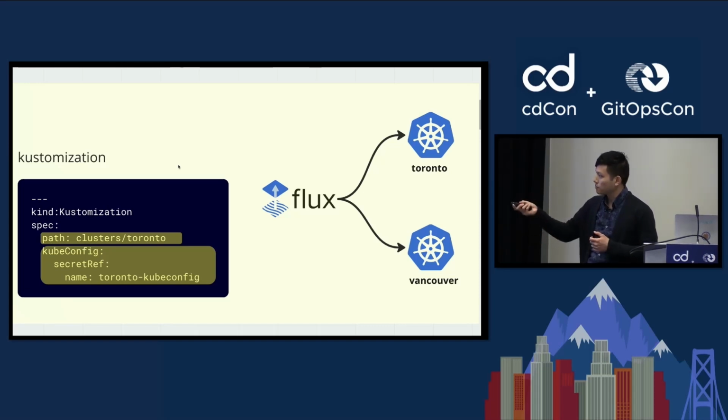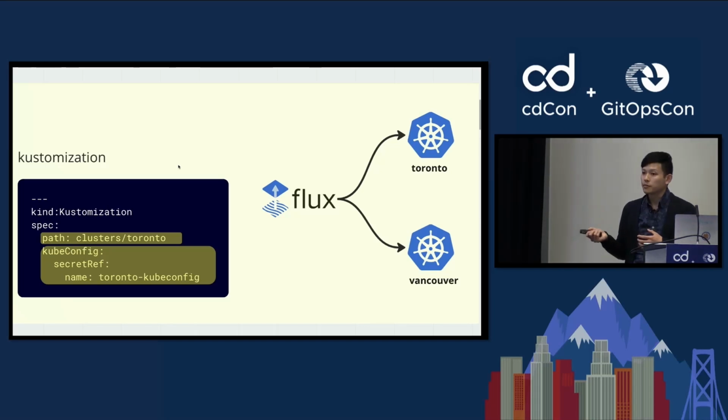So I have a cluster/Toronto directory, and it also takes in a kubeconfig. And the kubeconfig is a really nice universal kind of access point. You can swap it out with kubeconfigs from any cloud. It doesn't have to be from the same cloud provider, as long as it's valid. And in this example here, I'm passing Flux my Toronto kubeconfig, so it can access the Toronto cluster, and anything in that Toronto directory will be published there.